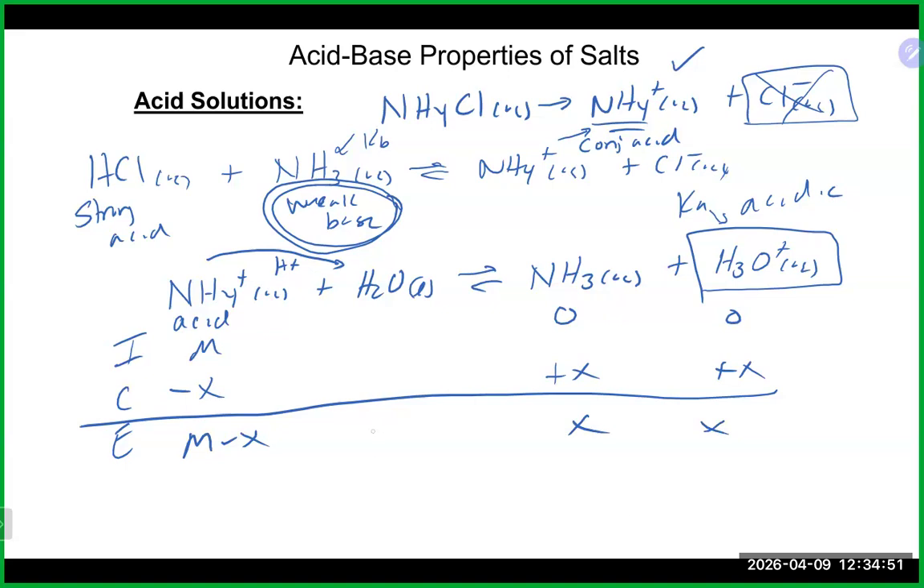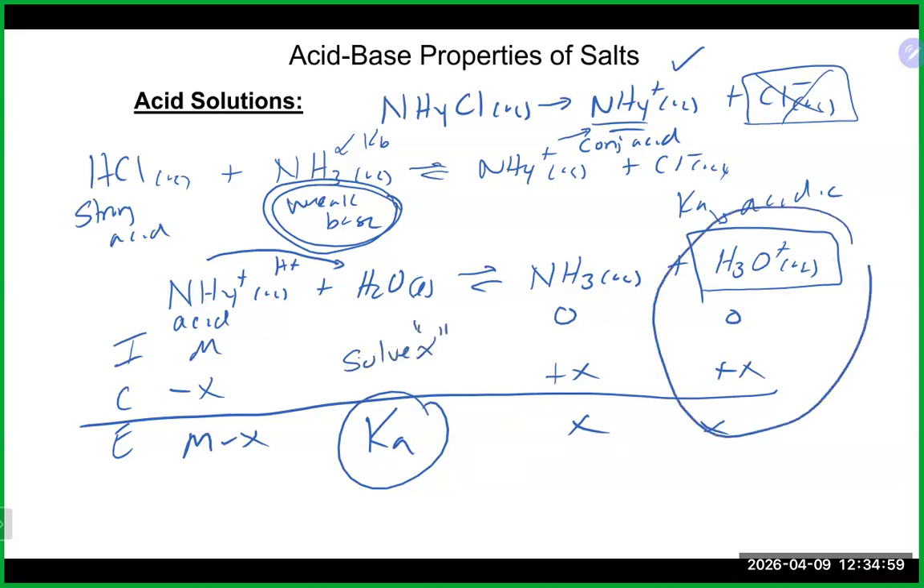And again, this is going to go into a Ka. Difference here, though, when you do solve for x, it actually does equal the H plus concentration. So you could go right into the pH, as opposed to the previous one, where when you solve for x, you get the hydroxide concentration, go to pOH, and then into the pH. So this is one way that you could have a salt that is going to be acidic.